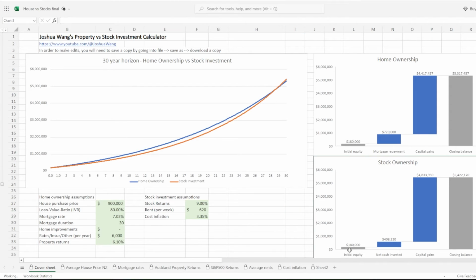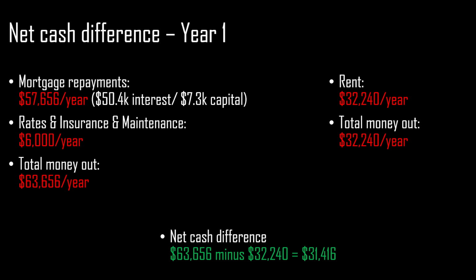So once we've entered this number in, we have the results of how much you would generate over 30 years if you had to invest that money into stocks. This looks at initial equity of 180,000. So that is the initial deposit that you would have put into buying a house. The net cash invested refers to how much you would have saved if you had not had to pay a mortgage and paid rent instead, and investing that cash difference.